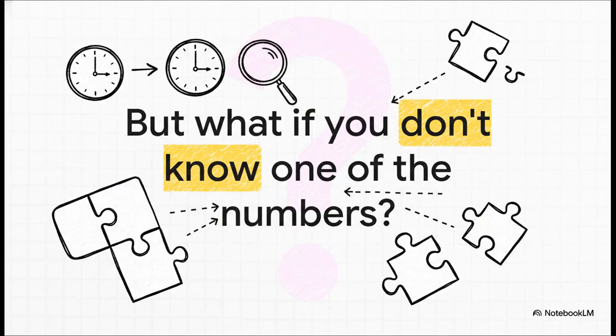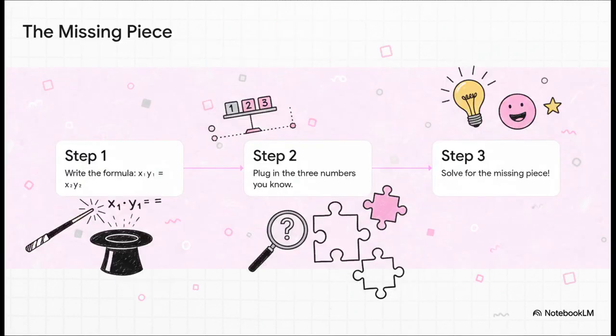Okay, so that's cool and all when you know all the numbers, but what happens when you've got a before and an after situation and you've got to figure out a missing piece of that puzzle? For that, there is this other awesome trick. Now, it looks a little weird at first, x1 y1 equals x2 y2, but all it really means is the situation before equals the situation after. That's it. All you do is 1, write down the formula, 2, plug in the 3 numbers you already have, and 3, just solve for the one you're missing. It turns a confusing word problem into a simple little puzzle.